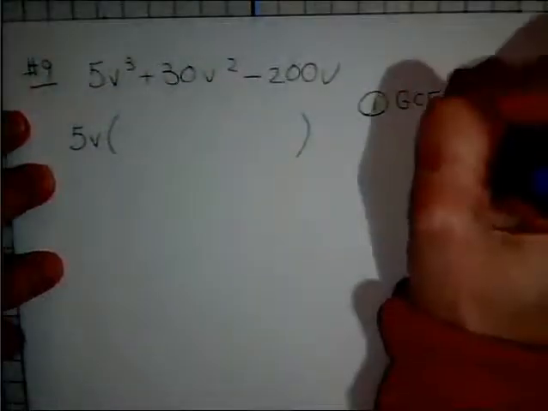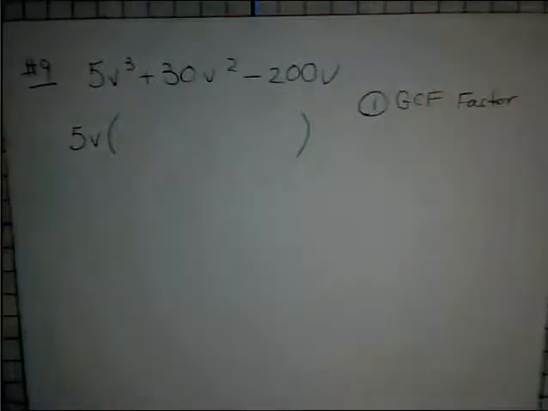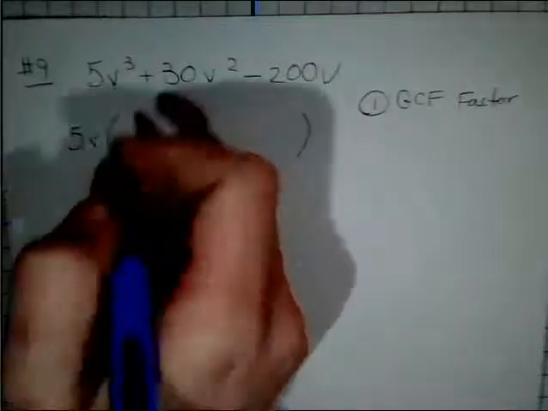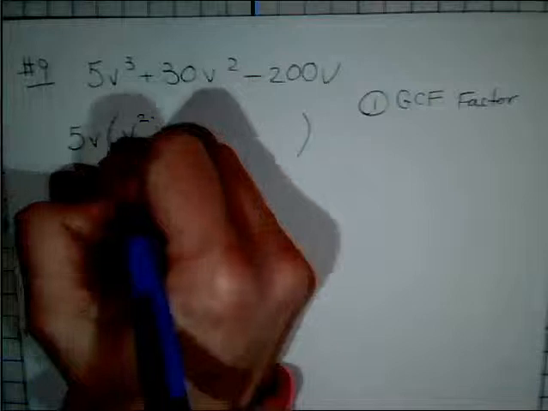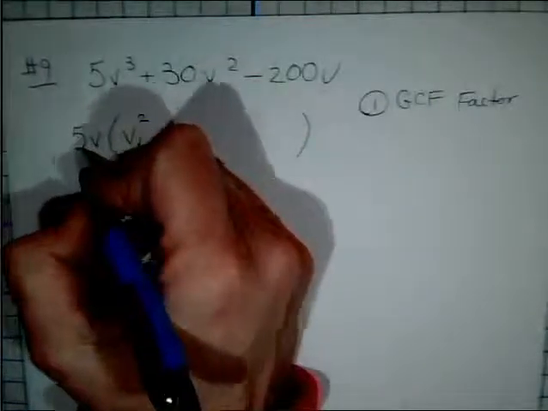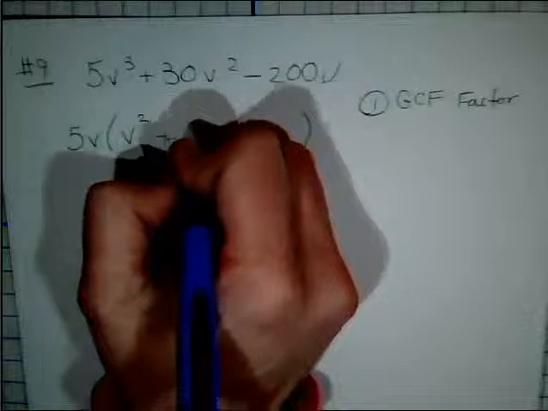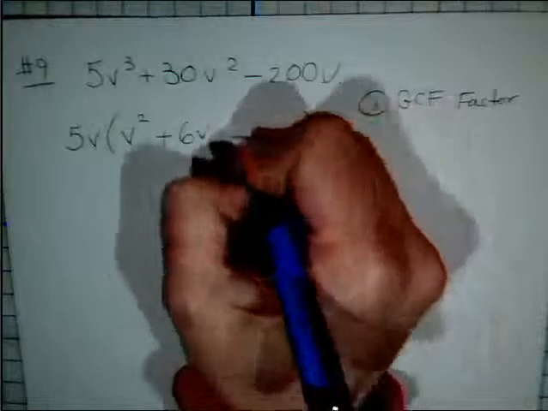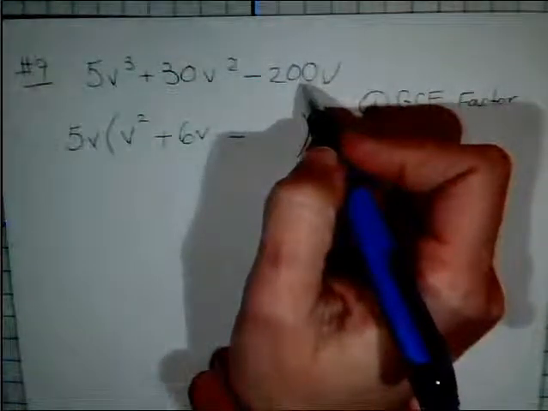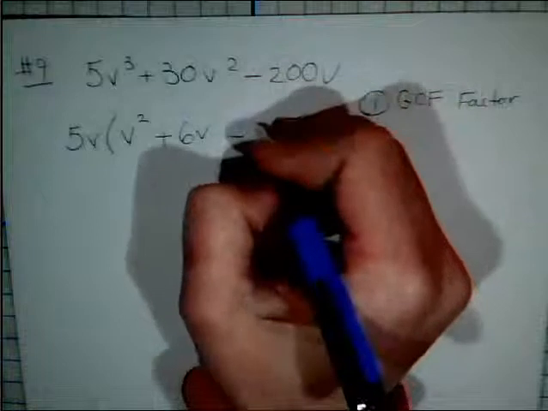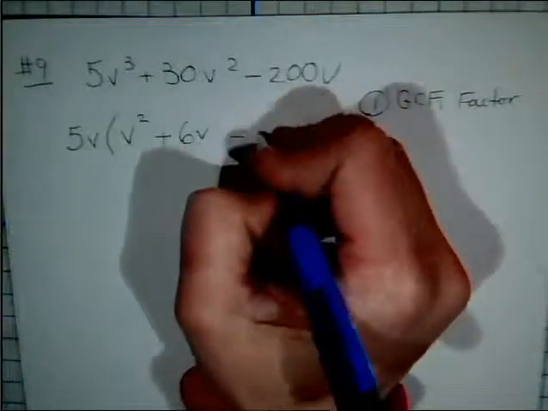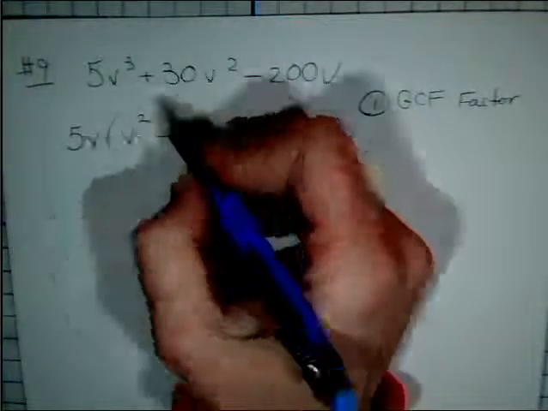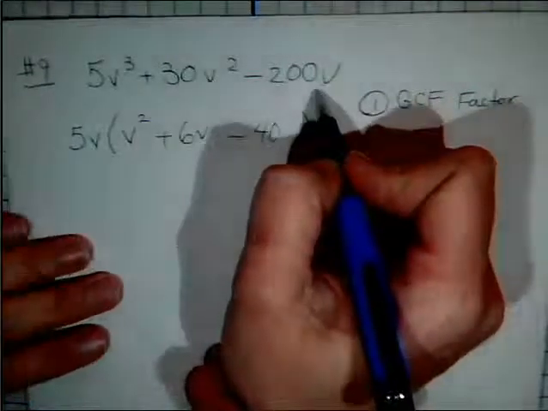So when we GCF factor, you basically are doing the distributive property, but in reverse. So 5v times what will give you 5v cubed? 5v times v squared gives you 5v cubed, plus 5 times what would be 30, that would be 6, and I've got one v, but I need 2 of them, so I have 6v, and then minus, now 5 times what is going to give you 200, 5 times 4 gives you 20, so 5 times 40 gives you 200. And we don't need a v because we already have that v. So if I were to multiply this 5v back through, I end up with the thing right before it.